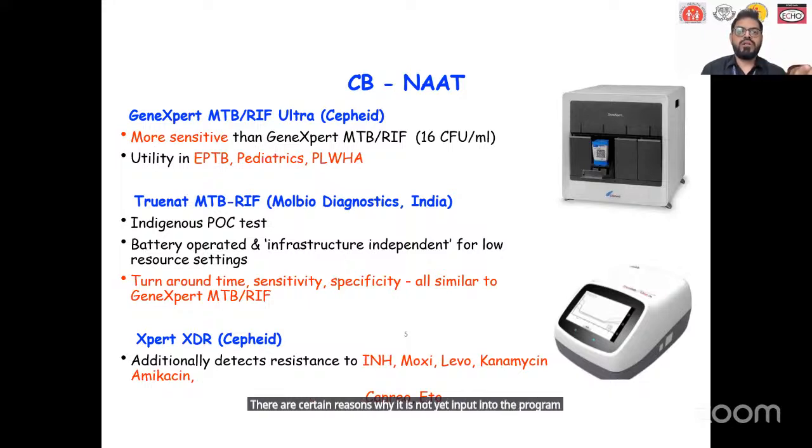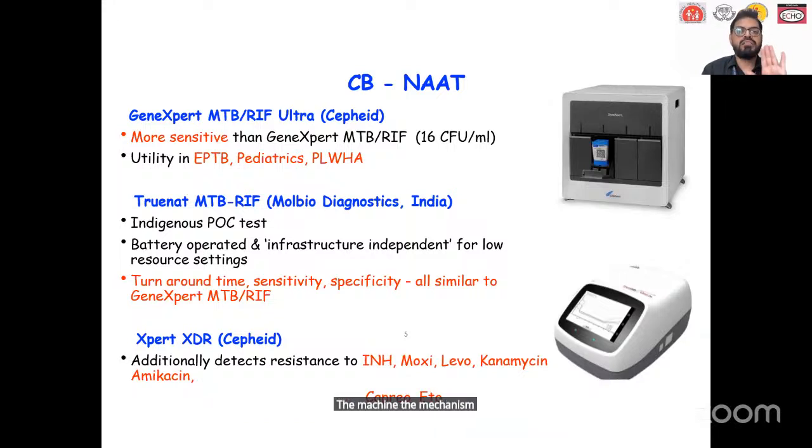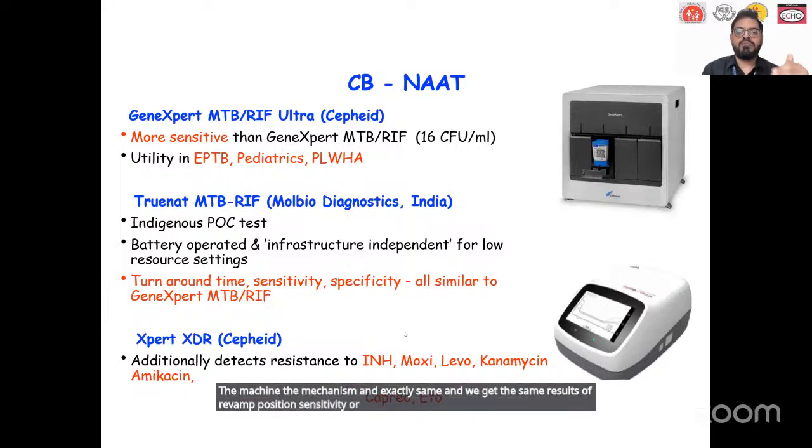TrueNat is nothing but an Indian counterpart of CBNat. It is an indigenously developed test by an Indian company under the Prime Minister's vision of Atmanirbhar Bharat. The machine and the mechanism are exactly the same, and we get the same results of rifampicin sensitivity or resistance in 2 to 3 hours. And in fact, TrueNat is a less demanding machine.